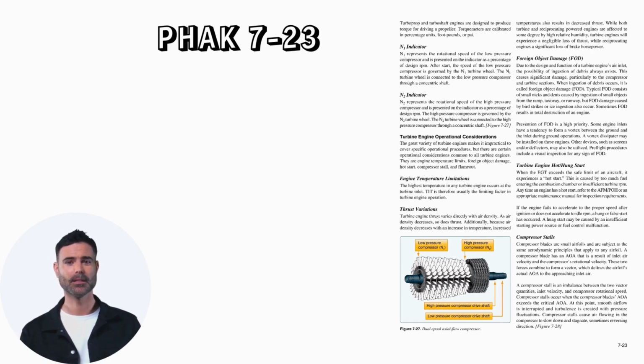N2 indicator. N2 represents the rotational speed of the high-pressure compressor and is presented on the indicator as a percentage of design RPM. The high-pressure compressor is governed by the N2 turbine wheel. The N2 turbine wheel is connected to the high-pressure compressor through a concentric shaft.